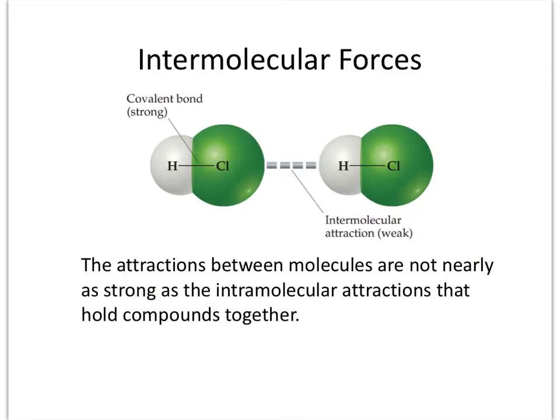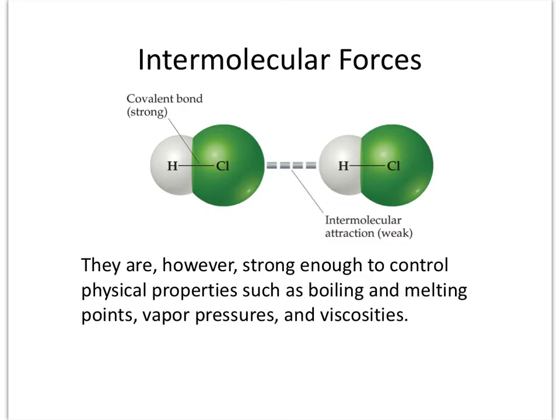So just a diagram here to show you how intermolecular force works. If we have a molecule, the bond that holds the hydrogen to the chlorine is a covalent bond, right? They're sharing the electrons. This here would be the intermolecular force that would allow one HCl molecule to stick to another HCl molecule, and it's much weaker and more temporary. They are strong enough to control physical properties, though, like boiling and melting points. So the stronger this is, the higher the melting or boiling point would be, which also affects things like vapor pressure and viscosity, which is the ability of something to flow. So think syrup versus water.